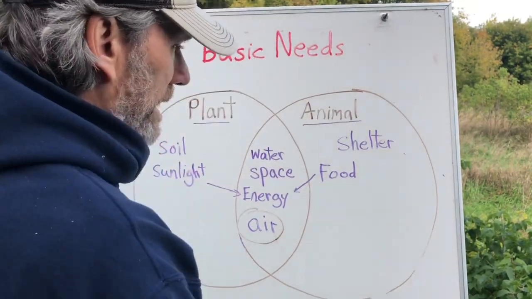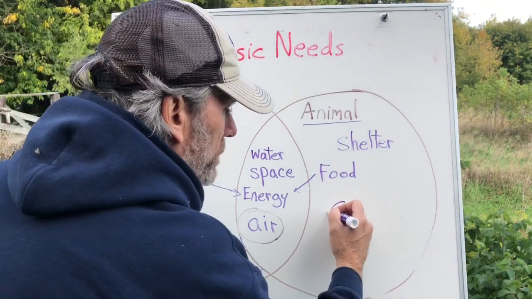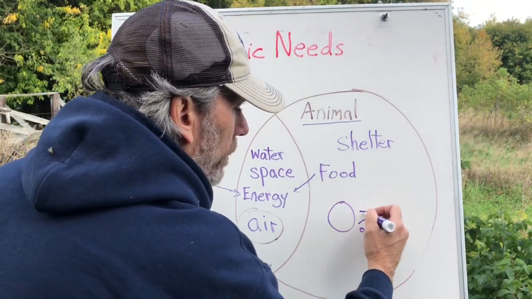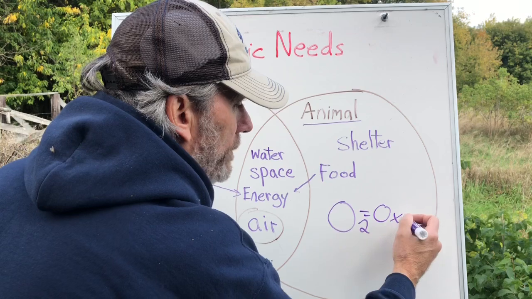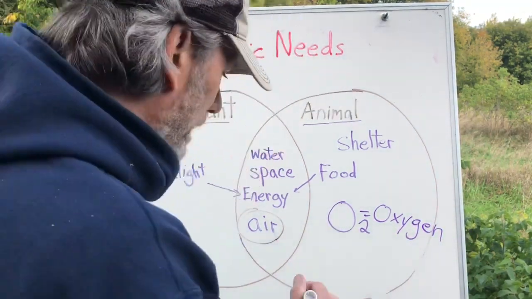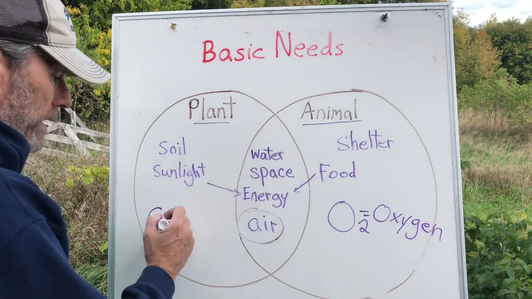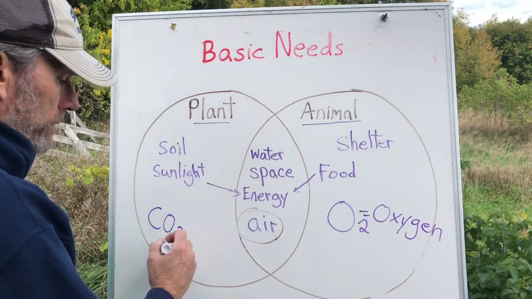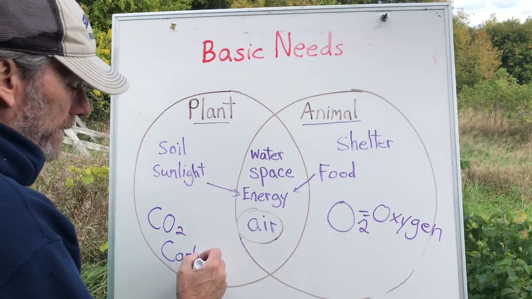Animals need a certain part of the air. Animals need O2, also known as oxygen. Have you heard of it? Oxygen is the gas in air that animals need. Plants need a different gas. They need CO2, also known as carbon dioxide.